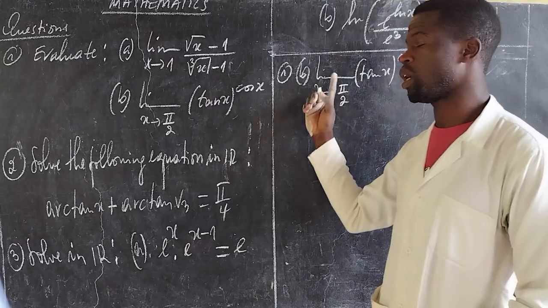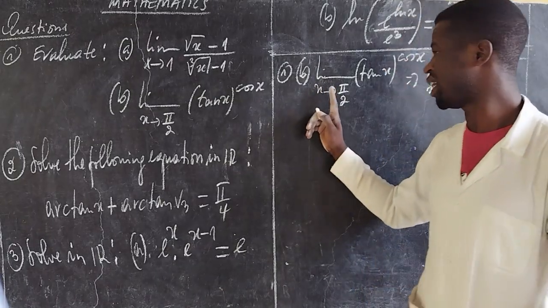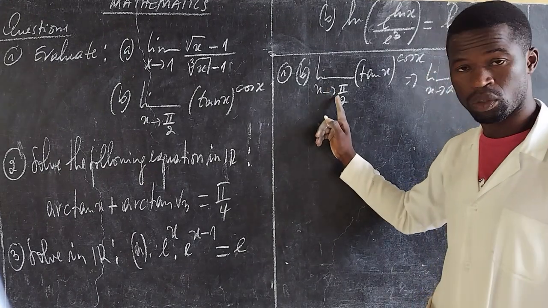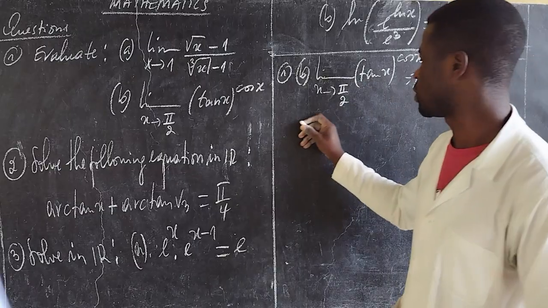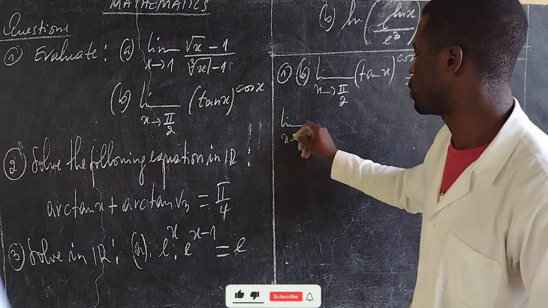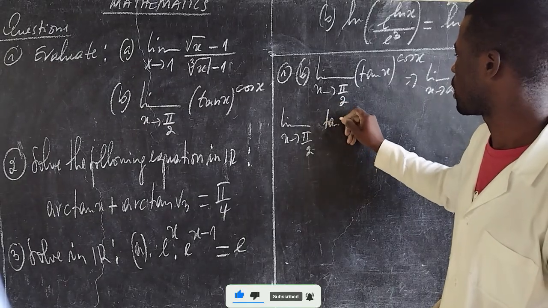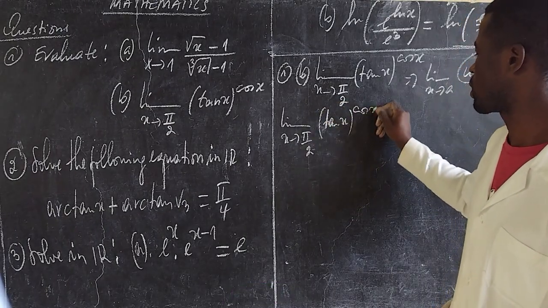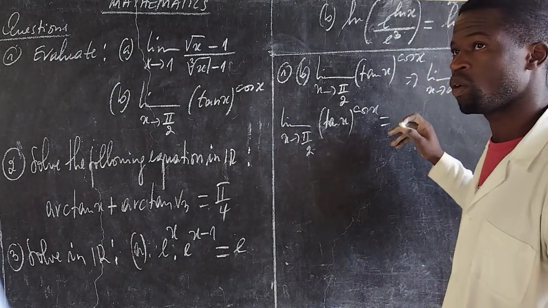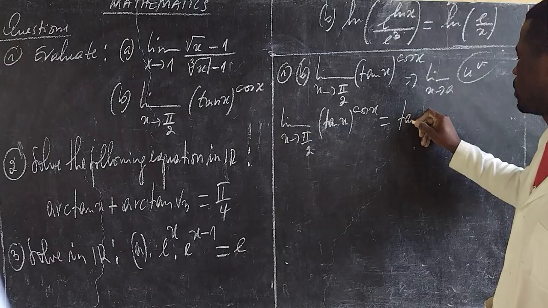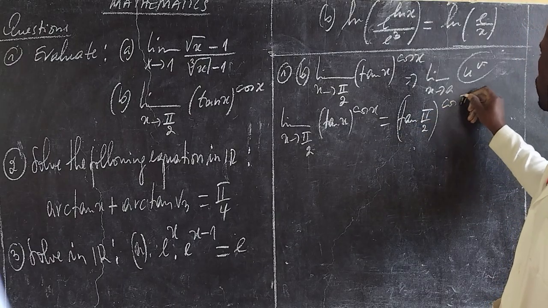First of all, when you are evaluating the limit, what you have to do first is take the value of x already given and replace it in the given expression. This is equal to the limit as x approaches pi over 2 of tan x to the power cosine x, which will be equal to, replacing the value of x here, tan pi over 2 to the power cosine pi over 2.